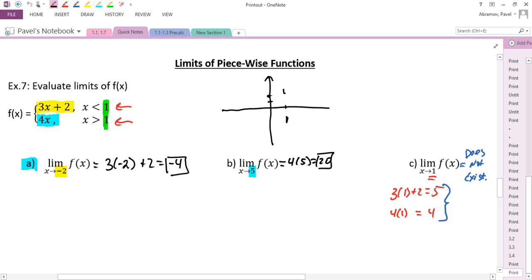So this is our left piece, right here, and our right piece is this way. It's not very accurate, but it gives us an idea that when we're approaching this function from the left, we're approaching one number, and when we're approaching it from the right, we're approaching a very different number, and therefore they do not meet.